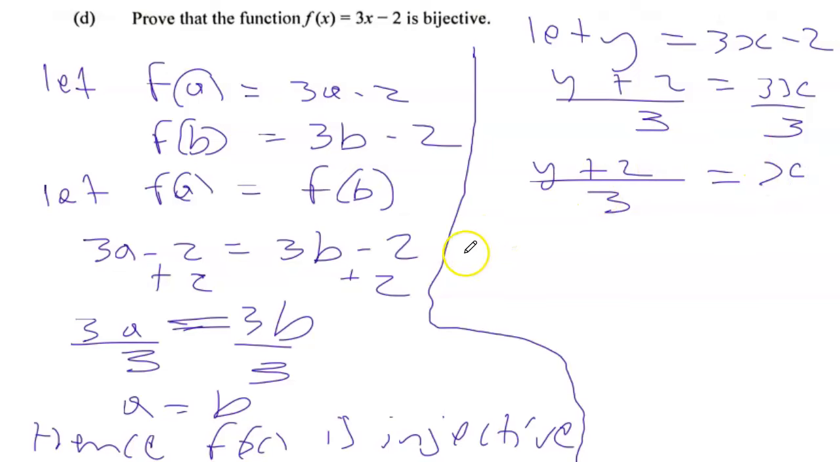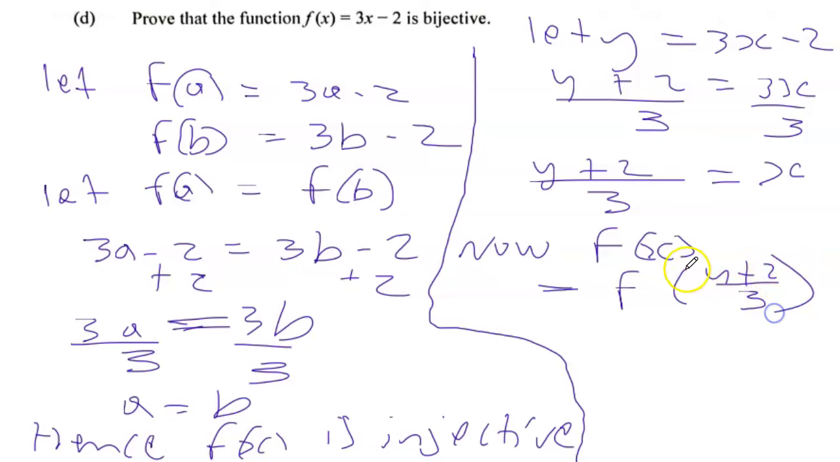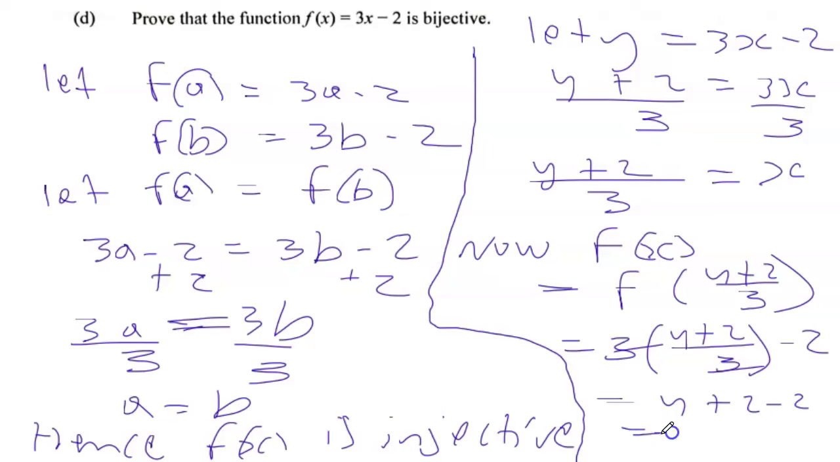Alright, so let's find f of x. So f of x is equal to, since x is equal to y plus 2 over 3, f of y plus 2 over 3. And for f of y plus 2 over 3, we go to the function and replace x with whatever is in the bracket. So it becomes 3 times y plus 2 over 3, minus 2. And 3 into 3, that's 1. So we end up with y plus 2 minus 2, which is y. So we have shown that f of x is equal to y.